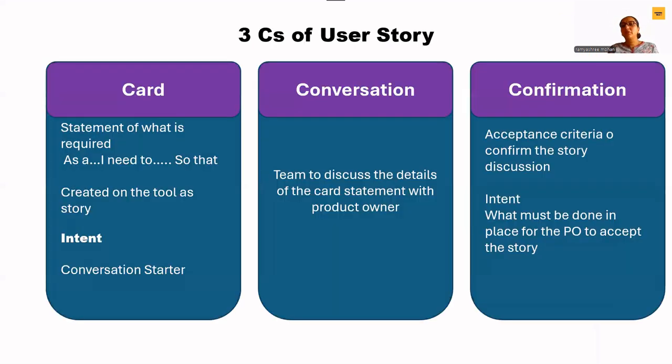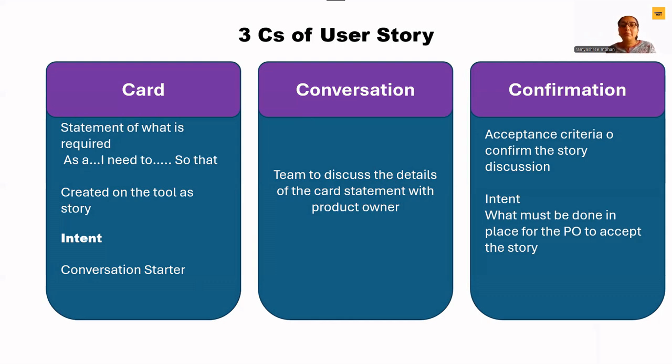Now, there are 3 C's that are very important for user stories. One is card, one is conversation, and one is confirmation. What is card? Card is nothing but a statement of what is required. Like as I said, as a user, I need this so that I can do this. Created on the tool as a story. What is the intention of this card? It's a conversation starter.